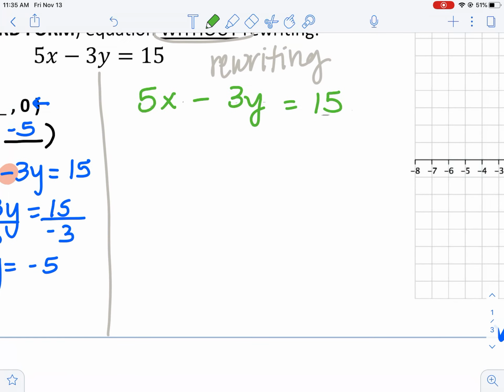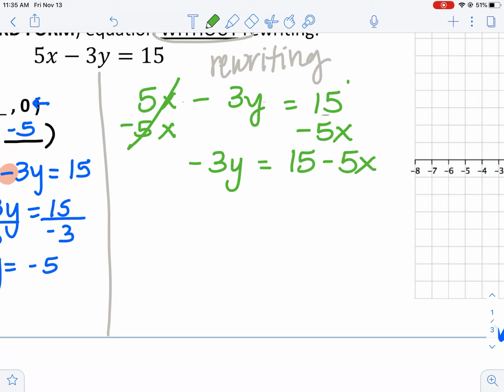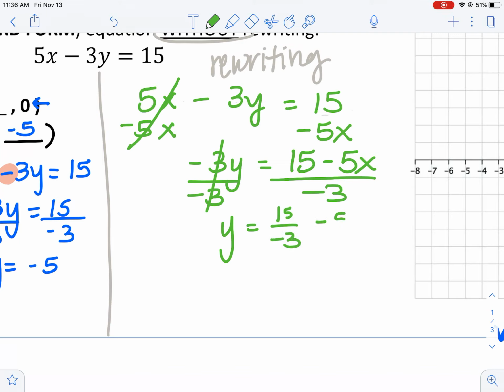I've got 5x minus 3y equals 15. My first step is to get everything that is with that y to be completely on its own. So we've got to get rid of 5x first. Subtracting 5x, I've got negative 3y equals 15 minus 5x. Just rewrite it as you read it, 15 minus 5x. I'm going to divide both sides and everything on both sides by negative 3. And I get y is equal to 15 divided by negative 3 and negative 5x divided by negative 3.